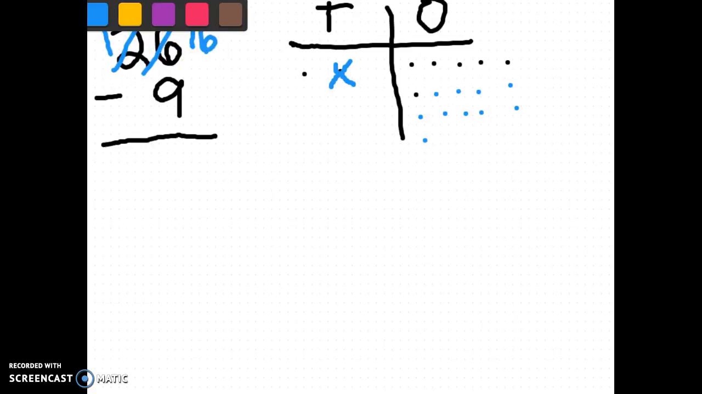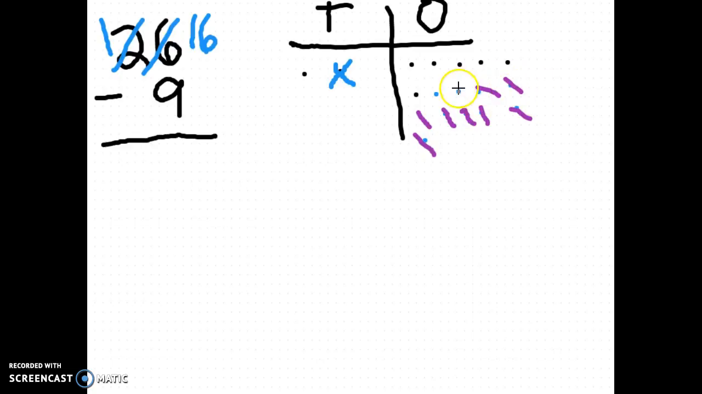Now that we have 16 ones, we can subtract 9. So we'll mark out 9. 1, 2, 3, 4, 5, 6, 7, 8, 9. And then we see what we are left with. We're left with 7 and 1. So 26 minus 9 is 17. So regrouping with tens and ones with whole numbers is similar to regrouping with fractions and mixed numbers.